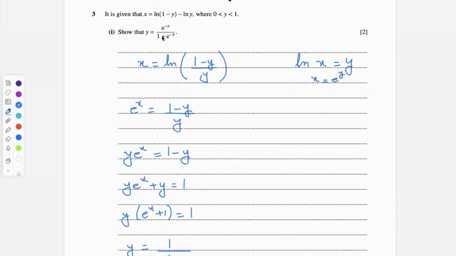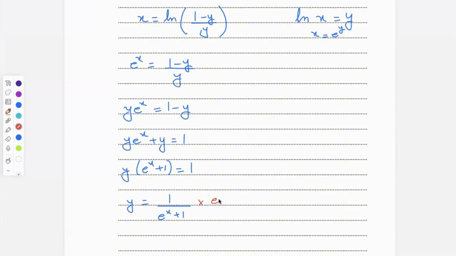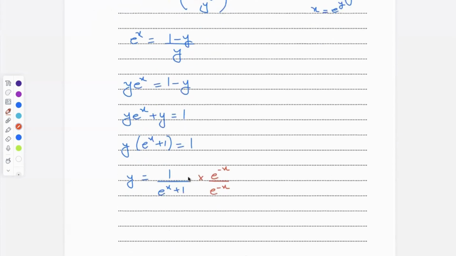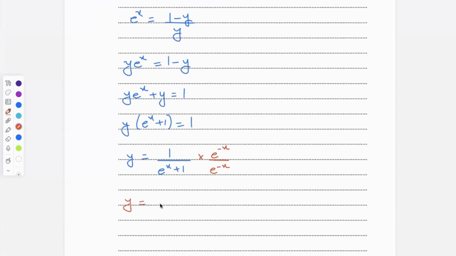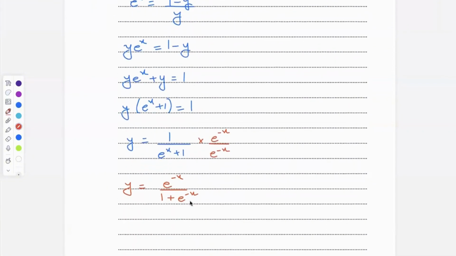However, as the expression said, e power minus x upon 1 plus e power minus x, we need e power minus x in the numerator. So what we can do is multiply and divide by e power minus x in the numerator and the denominator. So the numerator will become e power minus x, and then e power x into e power minus x, that will become 1, and 1 into e power minus x, that will become plus e power minus x, which was the expression we needed, which was y is equal to e power minus x divided by 1 plus e power minus x.